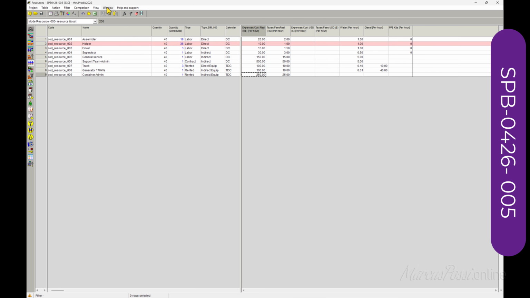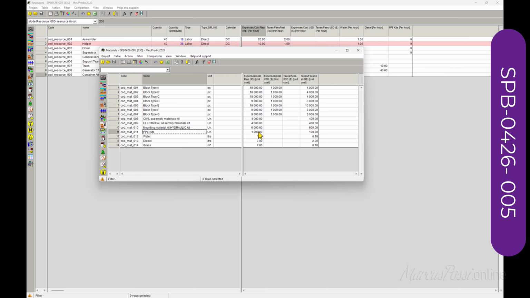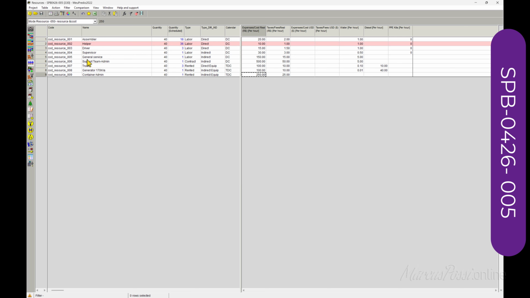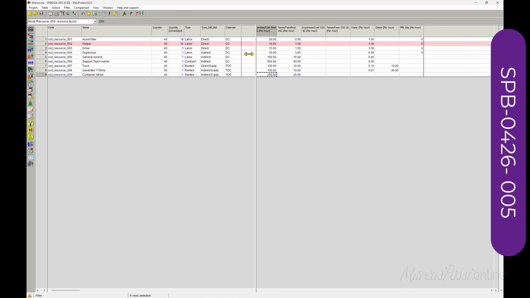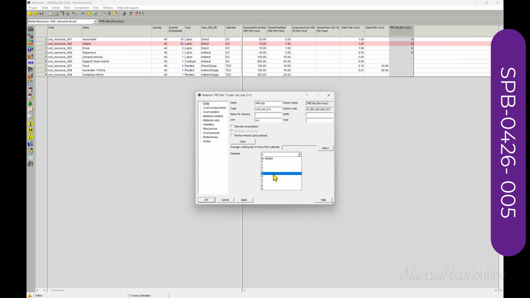There's another thing I'd like to see again, which is material. Where are the PPE kits? Okay, where is the price of it? Here. When we look here, double click, and I will have what I was looking for.